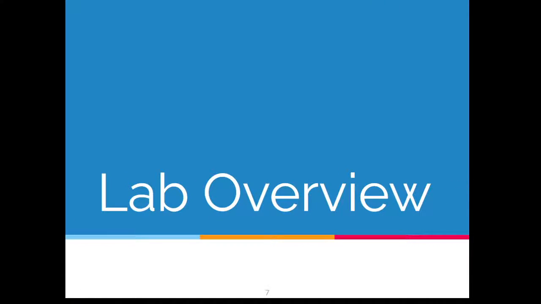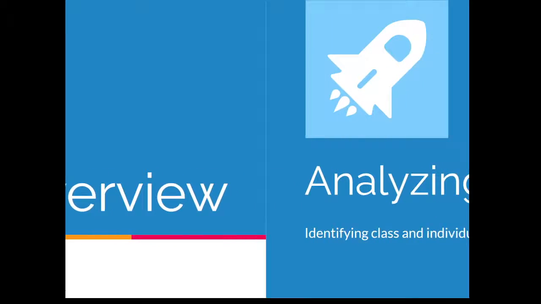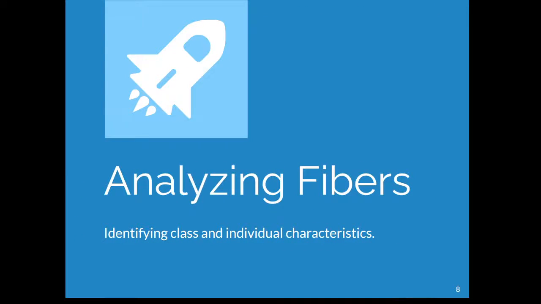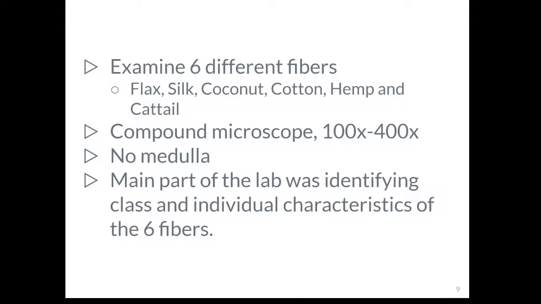Now we're going to move on to the lab overview of analyzing fibers, where we identified class and individual characteristics. In lab, we analyzed 6 different fibers: flax, silk, coconut, cotton, hemp, and cattail. We used a compound microscope with magnification 100 to 400x. These 6 different fibers were mostly natural, and while sketching them, we identified their class and individual characteristics.